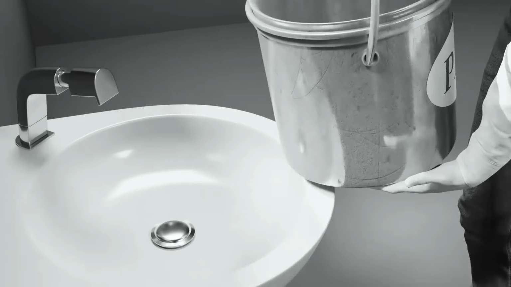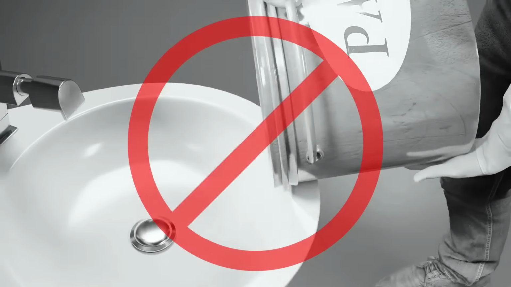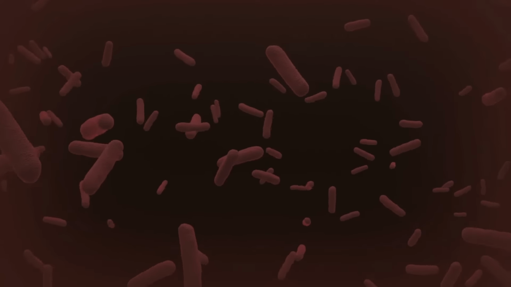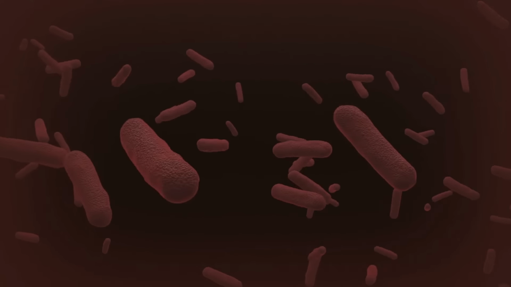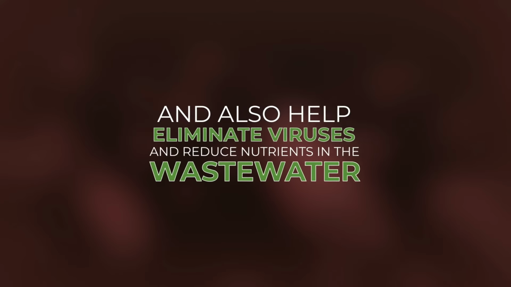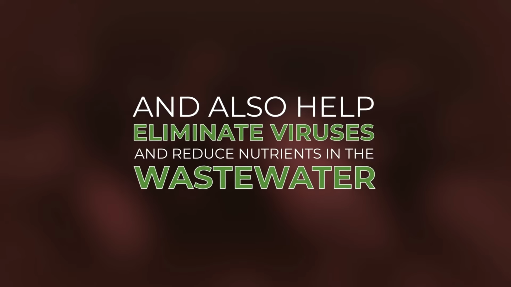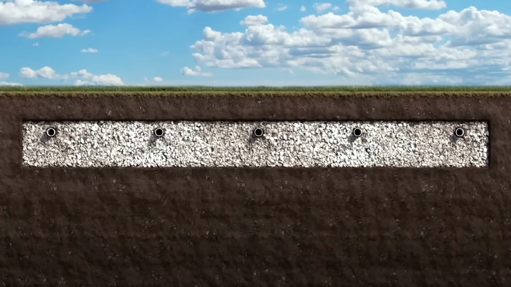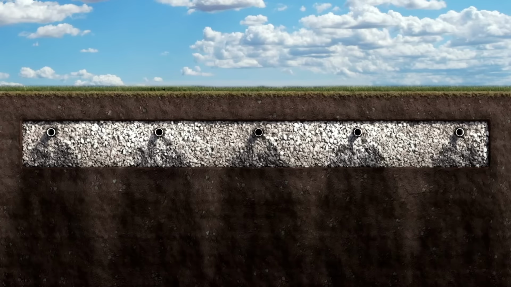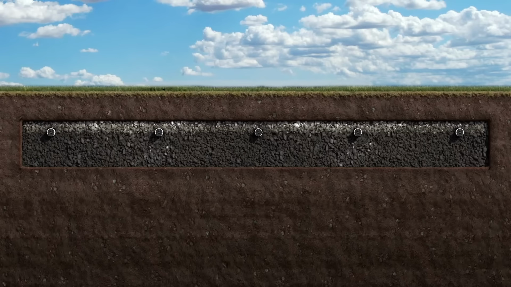As a septic system owner, you must be very careful about what you discharge to the wastewater treatment system. The leaching bed uses aerobic bacteria on the receiving soil to purify the wastewater before it reaches the groundwater. These bacteria break down organic matter and also help eliminate viruses and reduce nutrients in the wastewater. When your leaching bed is in good working order, the wastewater from your home is well treated before being returned to the water cycle. However, clogging in the leaching bed interferes with this process, resulting in inevitable environmental pollution.